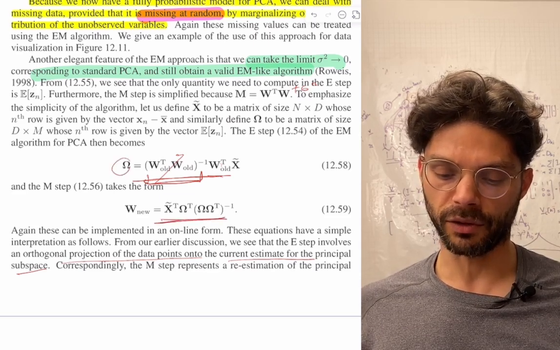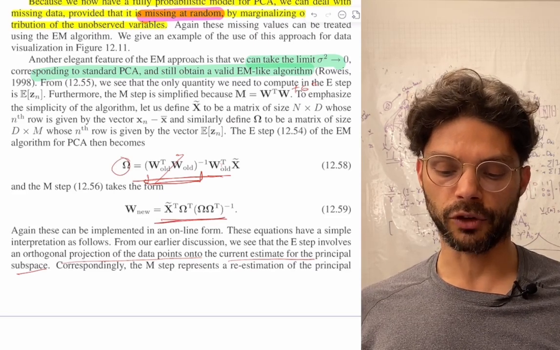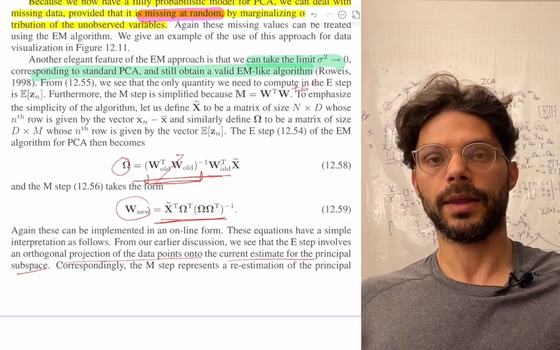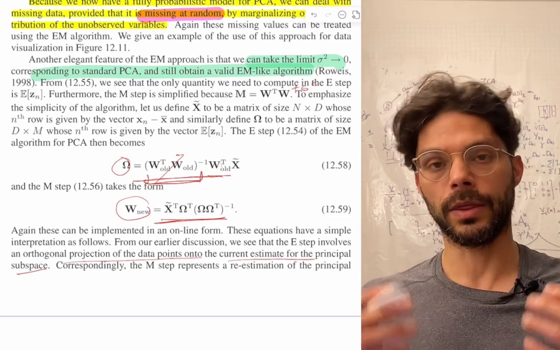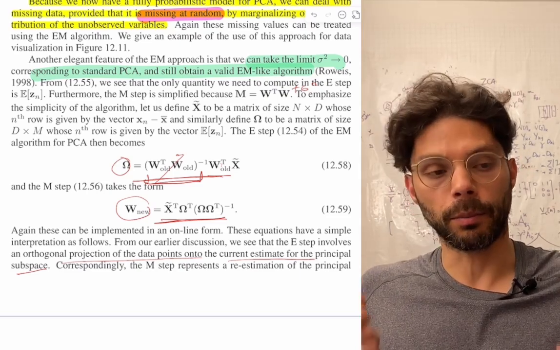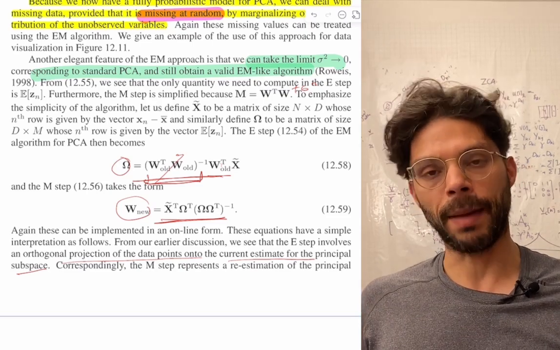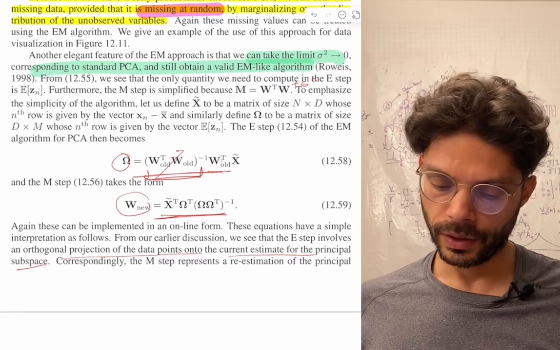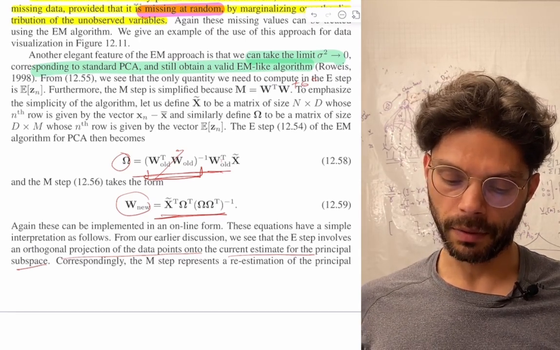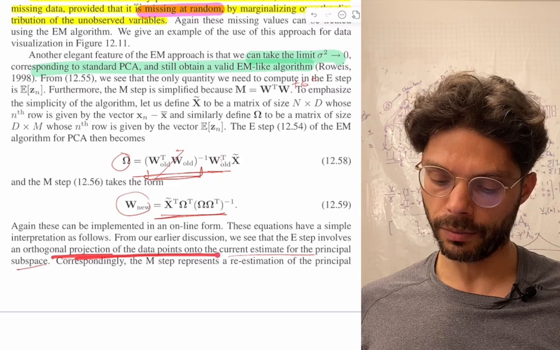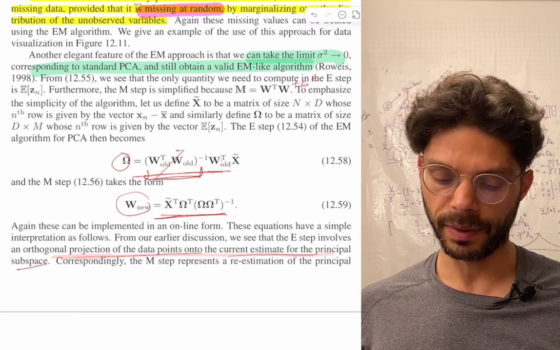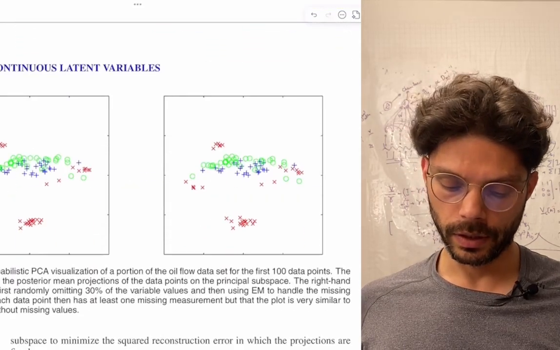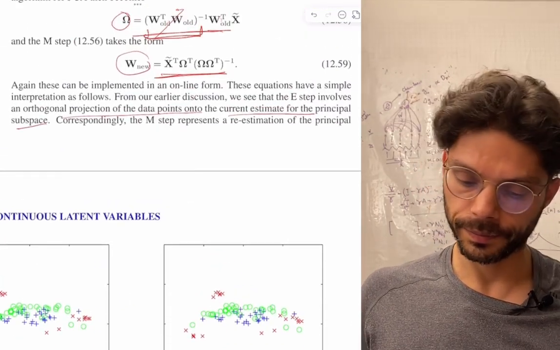Now once you have those latents, you're updating and finding the new projection weights that map the latents into the observations. So from our earlier discussion, the E step involves an orthogonal projection of data points onto the current estimate for the principal subspace. Correspondingly, the M step represents a re-estimation. So let's highlight that.